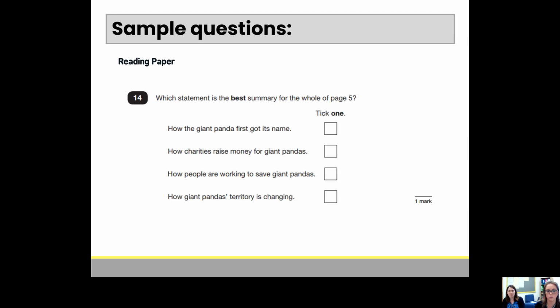Okay, this is an example of a multiple choice question. We do a lot of work with children on test techniques. So for example, it says tick 1. That's something that we'd be emphasising to the children, that they need to be reading the questions really carefully.